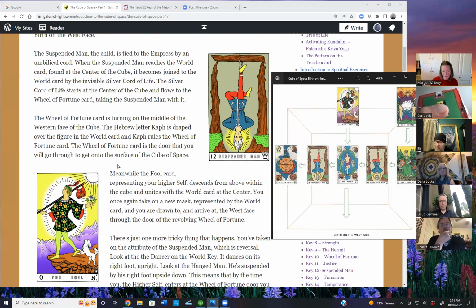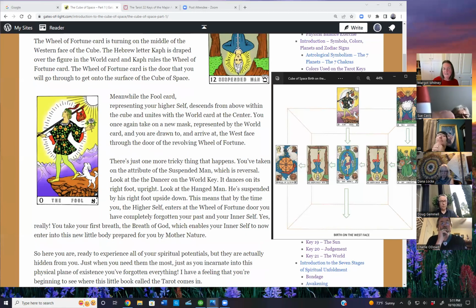The Hebrew letter Kaf is draped over the figure of the world card, which is here, there's Kaf, and rules the Wheel of Fortune card over here. The Wheel of Fortune card is the door that you will go through to get onto the surface of the cube of space. Meanwhile, the Fool card, right up here, representing your higher self, the inner self, descends from above within the cube and unites with the world card at the center. So prior to this point, nothing's happening. You've got a body going, but the breath of life has not occurred yet. You once again take on a new mask represented by the world card, and that mask is your personality. You are drawn to and arrive at the west face through the door of the revolving Wheel of Fortune.